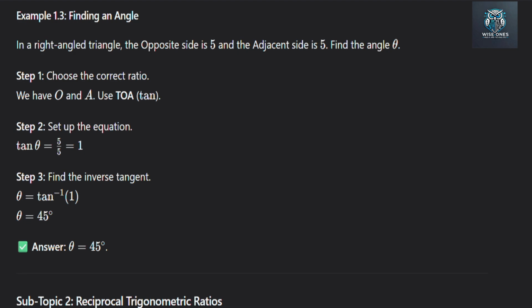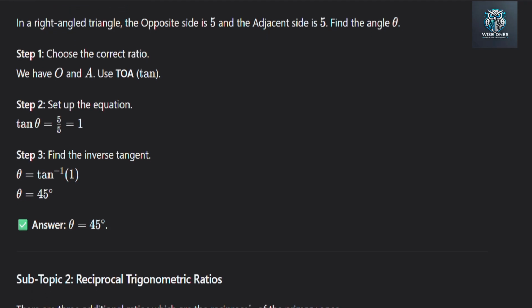Step 2. Set up the equation. Tangent theta equals opposite over adjacent. Tangent theta equals 5 over 5. 5 divided by 5 is 1, so tangent theta equals 1. Step 3. Find the inverse tangent. We need to find the angle whose tangent is 1. We use the inverse tangent button on your calculator. It usually says tan inverse or atan. Theta equals tan inverse of 1. Theta equals 45 degrees. Answer: theta equals 45 degrees.